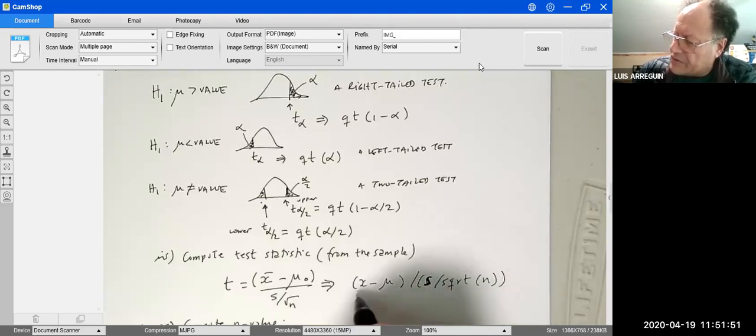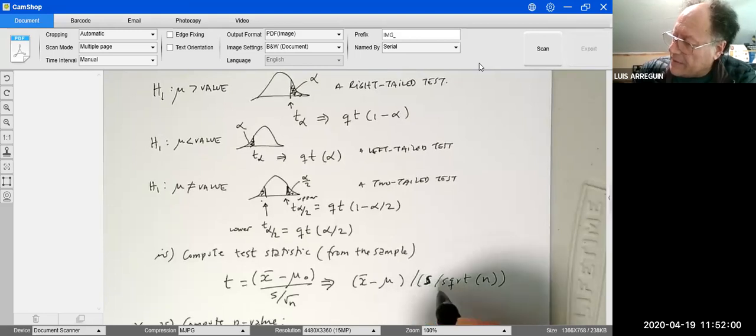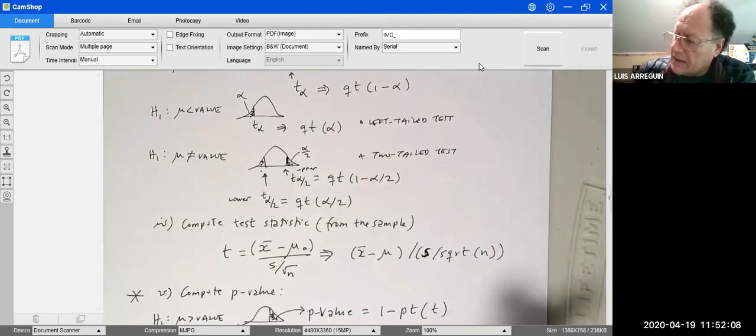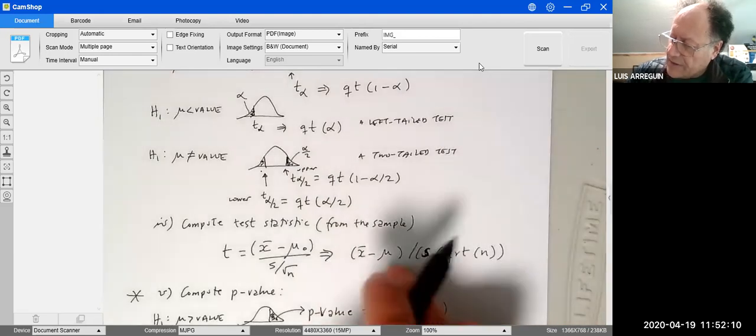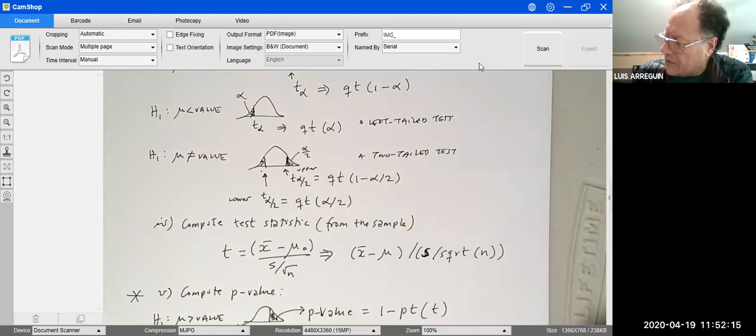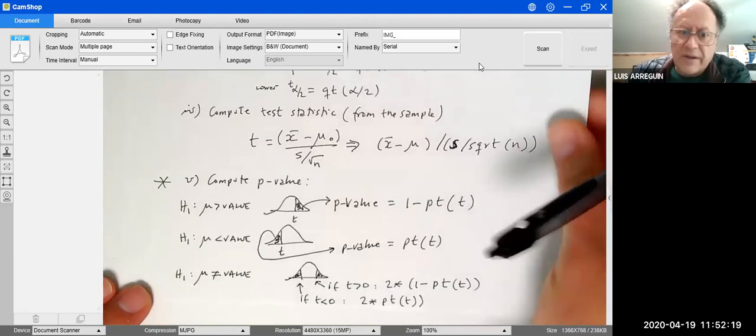So in R, you're going to just type parentheses x bar minus mu, close the parentheses, then divided by, open another parenthesis, the standard deviation of the sample S over the square root of n. From here you can use this step and the previous one to make a decision if you are working the critical value method. If you are working the p-value method, then you need to continue with the next step.